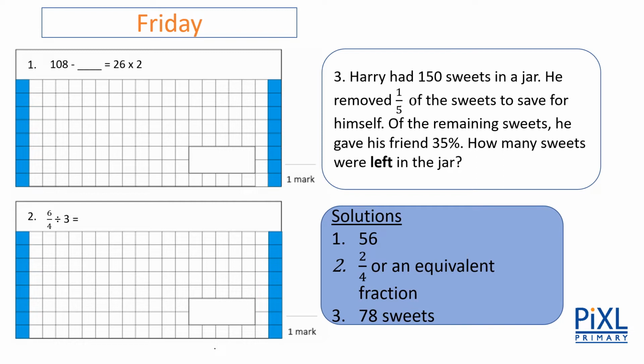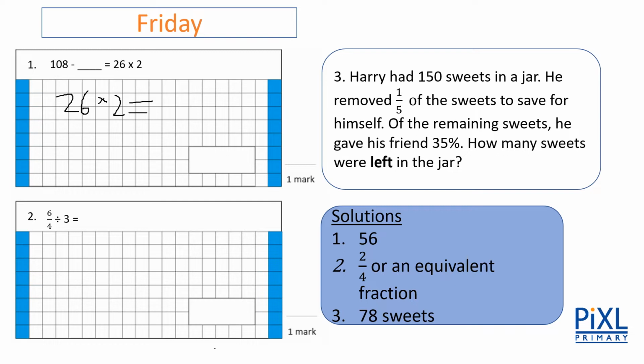So our first question, we've got 108 subtract blank is equal to 26 multiplied by 2. Now you should have got the answer of 56. Let's find out how we got there. So remember, my 108 take away blank gives me the same answer as 26 times 2, as it's equal to. So I'm going to do 26 multiplied by 2 first, because I can complete that sum. I'm not having to work out any missing digits.